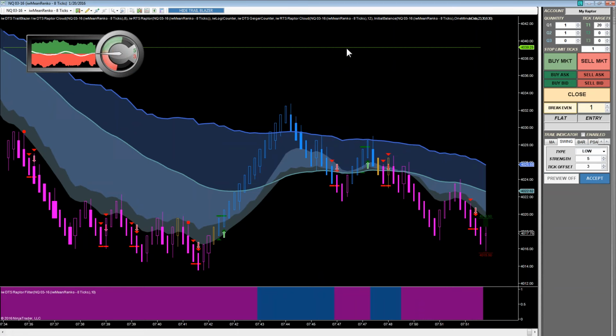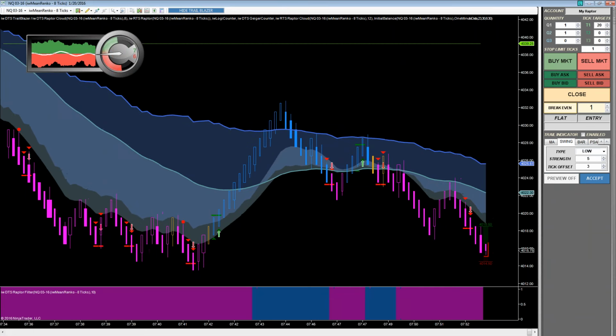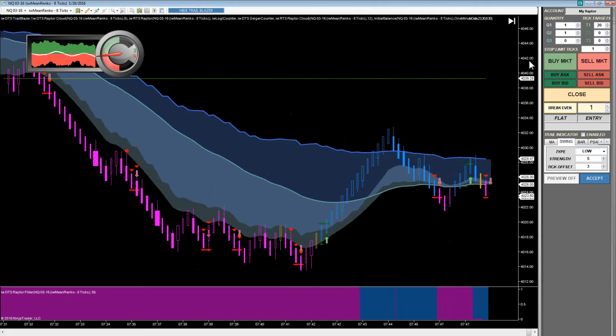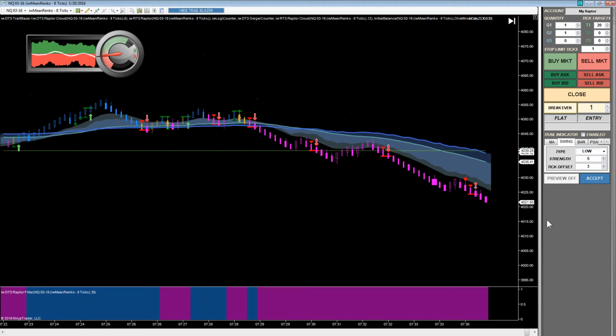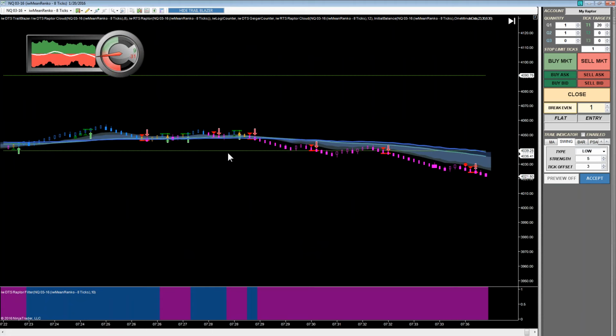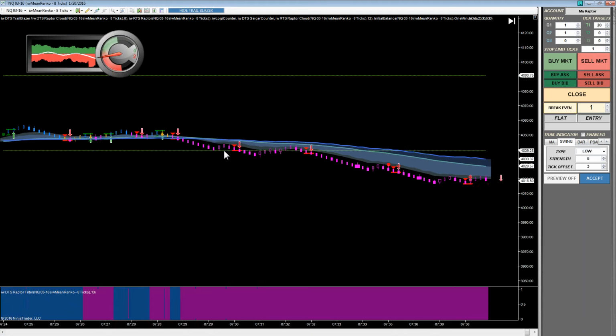Oh, the green lines, this is also an add-on, Mike. This is the initial balance lines from Indicator Warehouse. And the initial balance lines, they're just there to show me the high and the low of opening range. Why is that a big deal, you say? Well, a lot of times the market will respect the highs and the lows from that first half hour of trading. So the initial balance lines show you where that is.